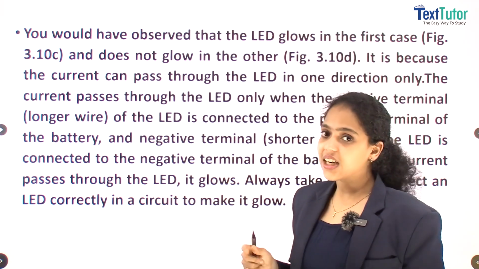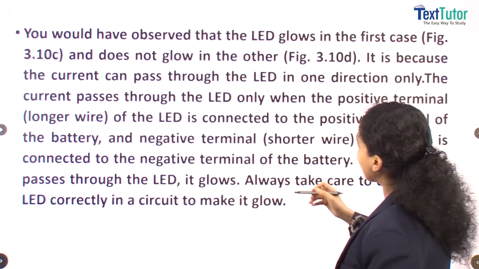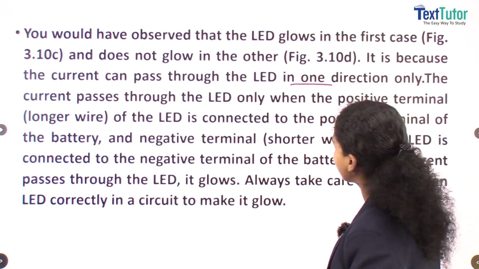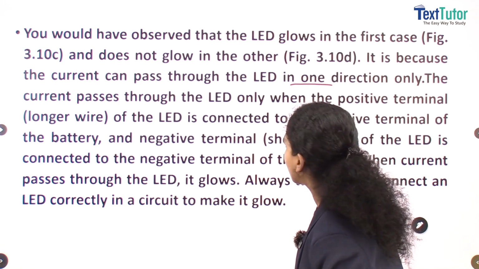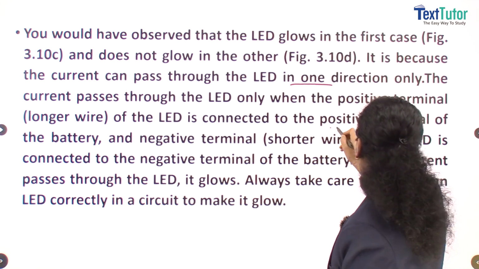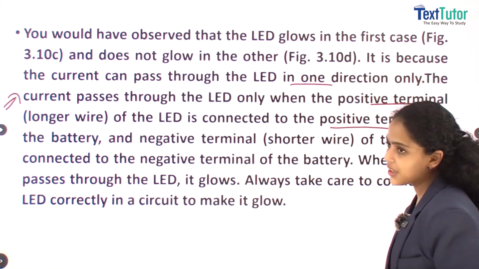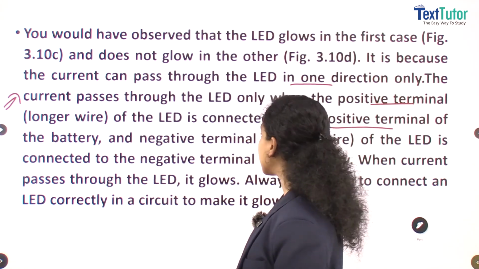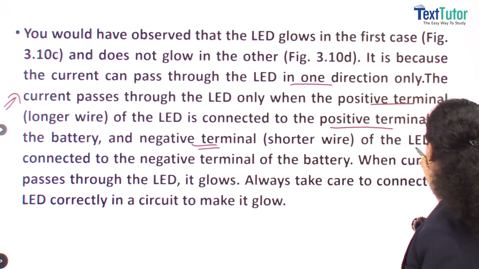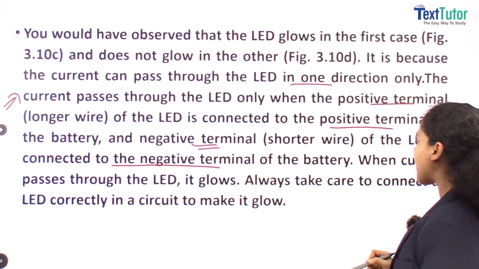But the LED? Only the positive terminal with the positive terminal makes the LED glow. So in an LED the current passes through in only one direction. The current passes through the LED only if the positive terminal of the LED is connected to the positive terminal of the battery, and the negative terminal of the LED is connected with the negative terminal of the battery.